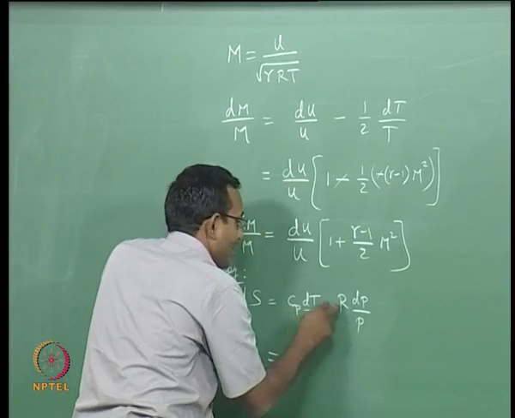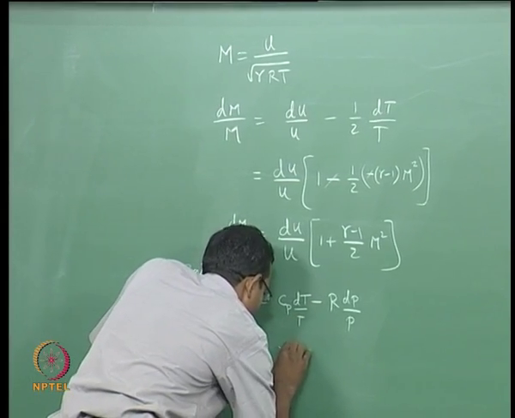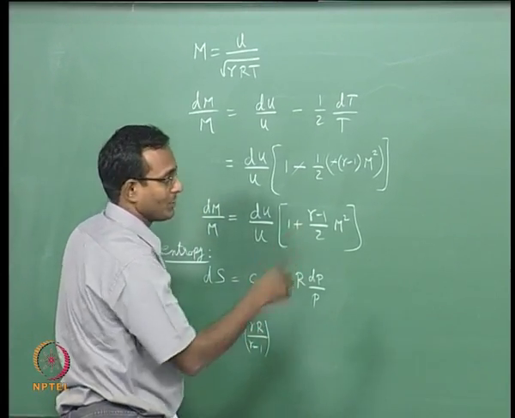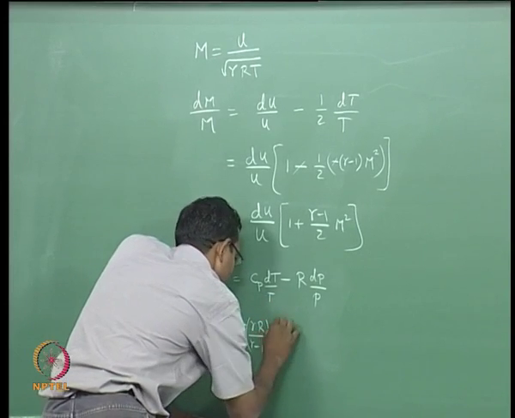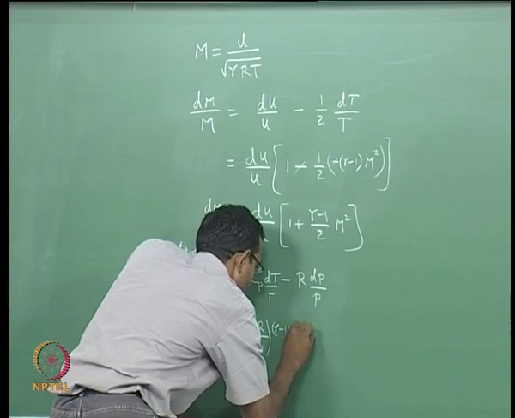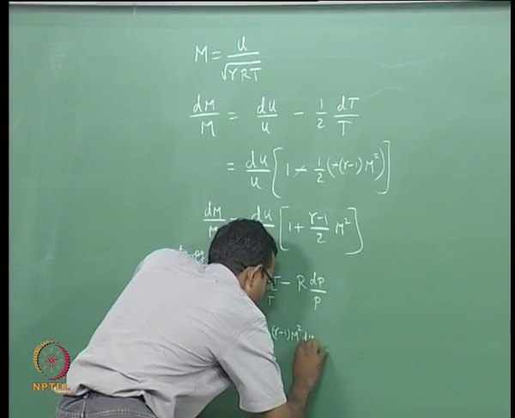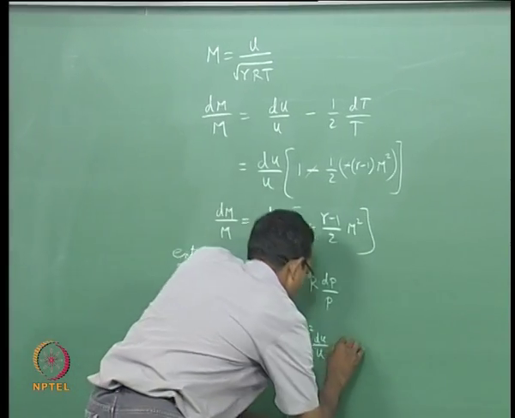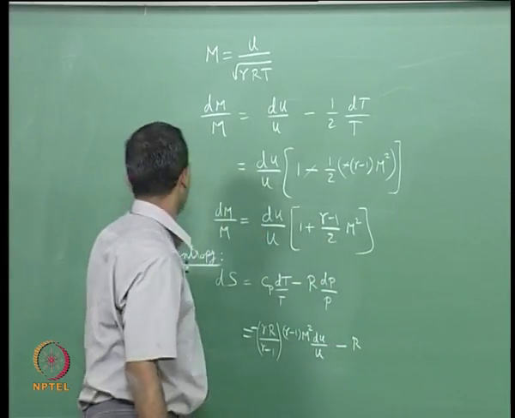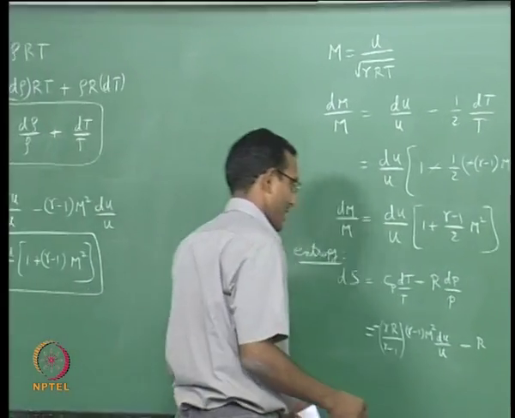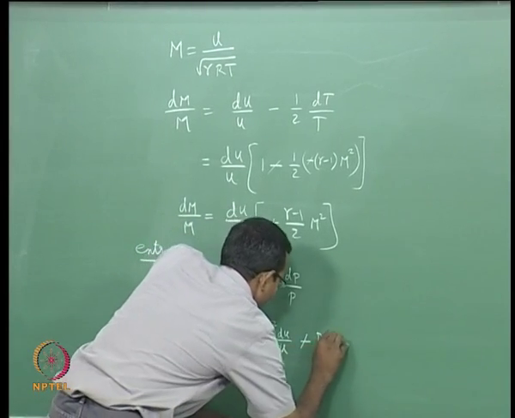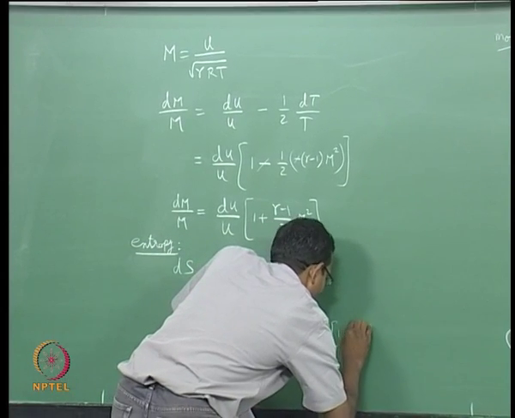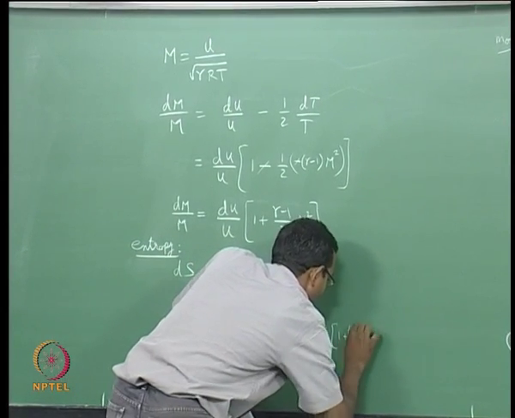So, Cp in terms of R I will expand, gamma R by gamma minus 1 times dT by T, which in terms of du by u will be minus gamma minus 1 M square du by u. I put a minus in front of this bracket now. And I have a minus R dP by P. dP by P we already have an expression, there is a minus there, so I will make it plus du by u times 1 plus gamma minus 1, there is no by 2 here, gamma minus 1 times M square.